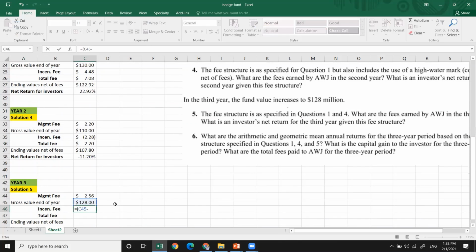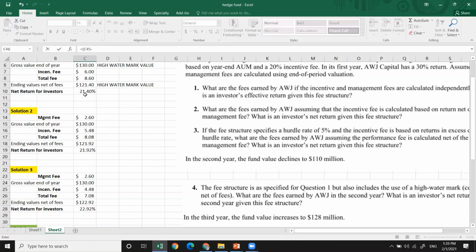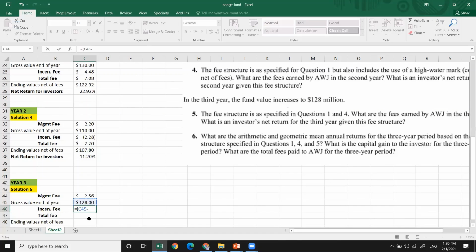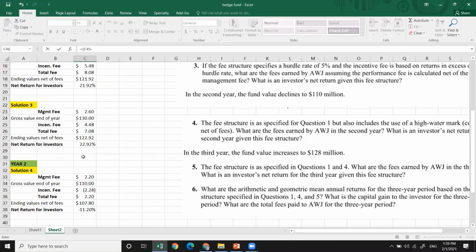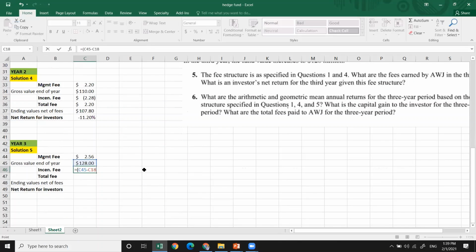So we should always subtract the high watermark value, because this is the highest value we reached. If anything is to be paid, we pay based on this amount. If this number was higher, then we would subtract that amount. But our high watermark value is this one, 121.92. This is the level that we should pass. Is it clear what I'm saying?